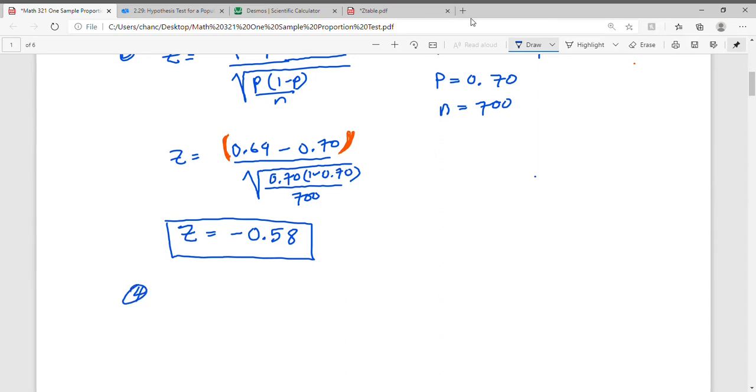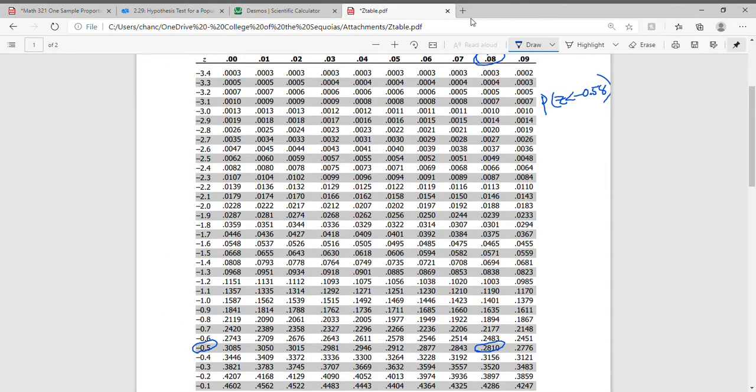In step 4, I'm going to have to find the p-value, but remember this is a two-tailed test, which means I have to double the p-value. I want to find the probability of z being less than negative 0.58, but I have to double that at the end. So let's go to our z table and find the area to the left of negative 0.58. The area to the left of negative 0.58 is 0.2810. And that's from our z table.